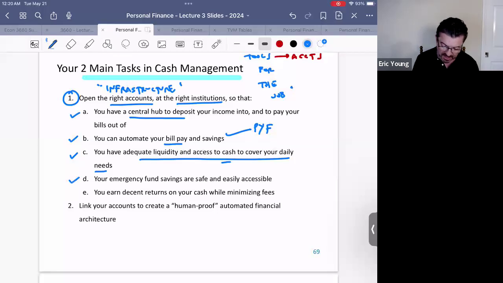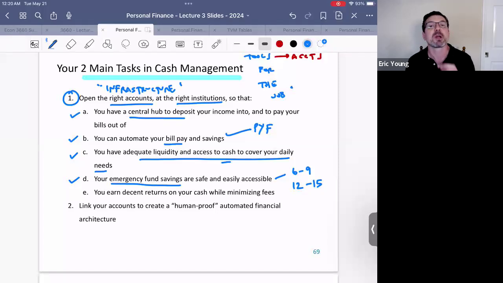You also want to have emergency funds. We need that rainy day fund because life's going to throw us curveballs. It depends. Some people want anywhere from 6 to 9 months. Some people, if they're more conservative, like 12 to 15 months. But you're going to need to set a threshold number of months and start building up your cash reserves, building up your emergency fund so you can cover that.